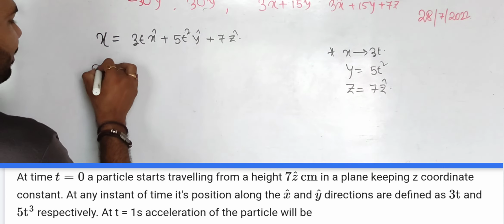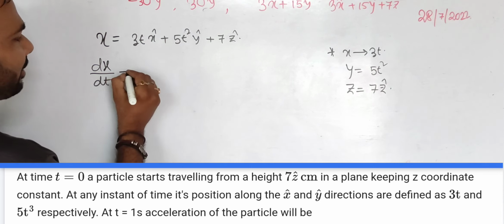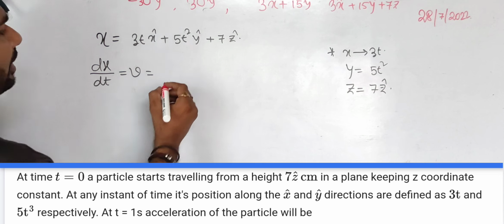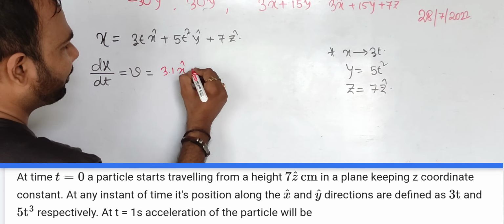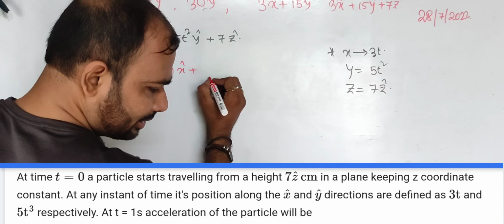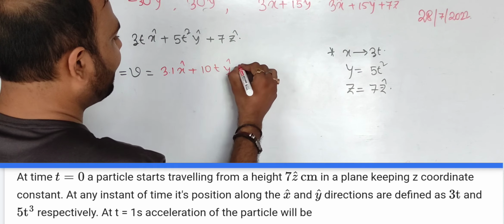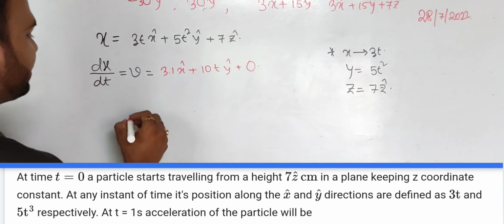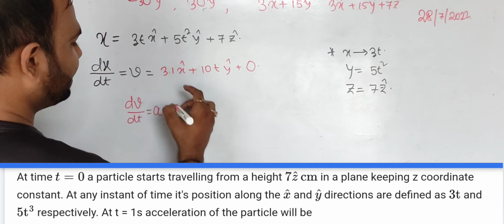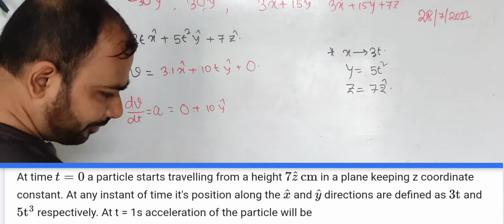So we have to find the velocity first, dx by dt. Differentiating both sides with respect to time, we'll find the velocity. The differentiation of t with respect to t is 1, so 3 into 1 x cap. And 5t square gives 10t y cap, and this is 0. Again we'll differentiate dv by dt, and we'll get the acceleration. This will be 0 plus 10 y cap.